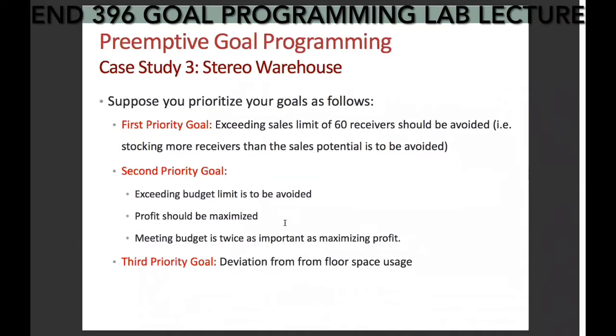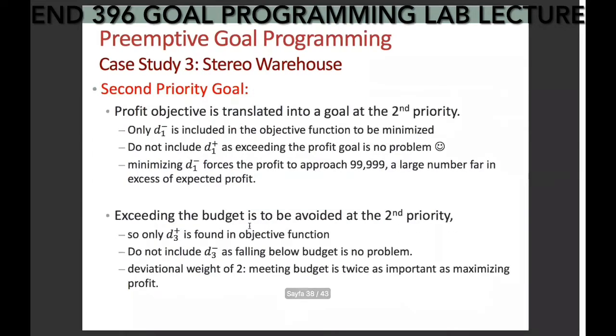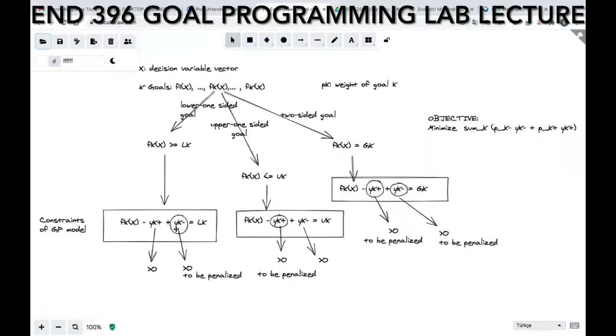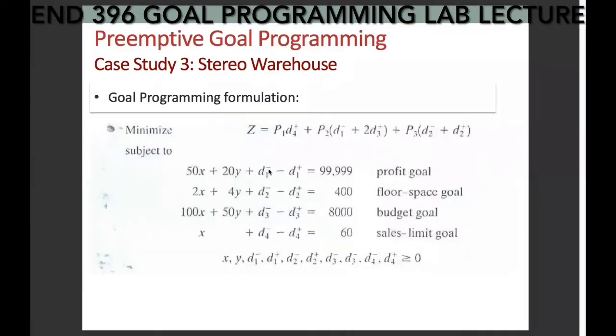We have identified a hypothetical limit of 99,999 for this goal. And we said that the profit should be greater than or equal to this value. So this corresponds to a lower one-sided goal, where we want to penalize the shortfall from this goal. The excess deviation variable shouldn't be penalized in this case because we are trying to maximize the profit. That means that D1 minus should be penalized.